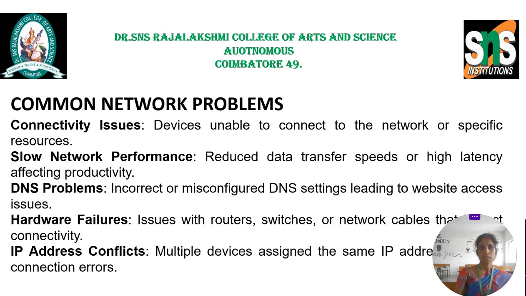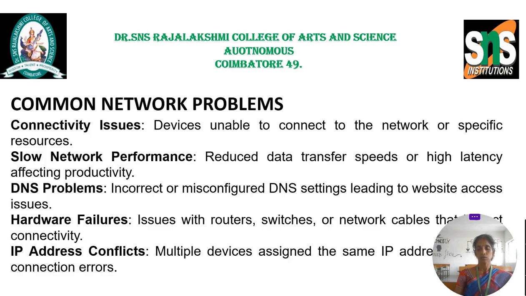DNS problem. Incorrect or misconfigured DNS leads to wrong website access. So this also is one of the major problems in troubleshooting. Hardware failures. We have a list of hardware devices which are used inside the network in order to configure a network. Major hardware failure issues like routers, switches and network cables will cause some failures. So it will affect the transmission, and it will also reduce the transmission speed and the quality of the network. IP address conflicts.